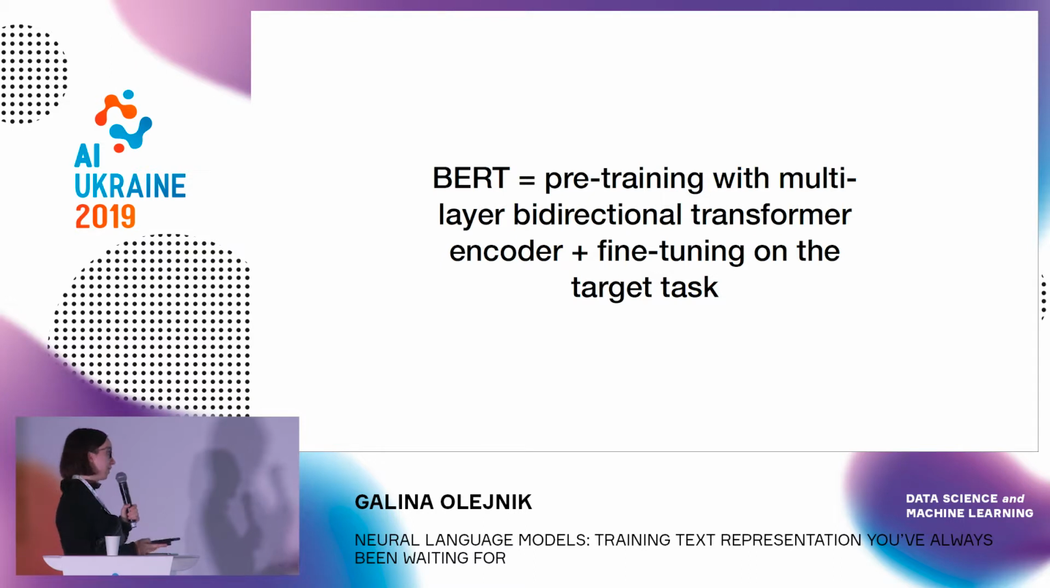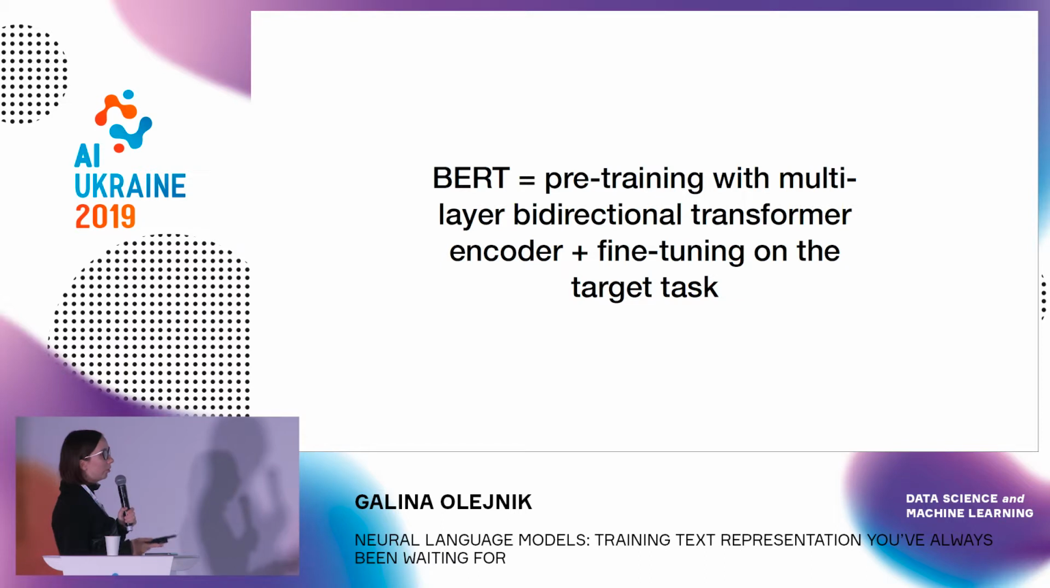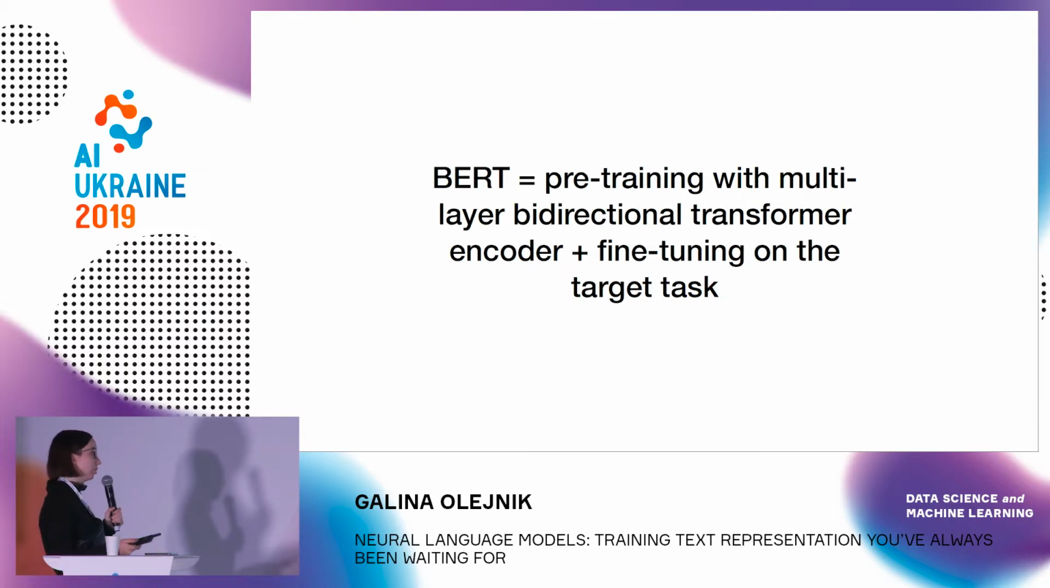So this is how it works. It's kind of similar to the previous thing, but you see here only two components: pre-training for a multi-layer bidirectional transformer encoder, and fine-tuning. Earlier, we had three components before fine-tuning on the target task.